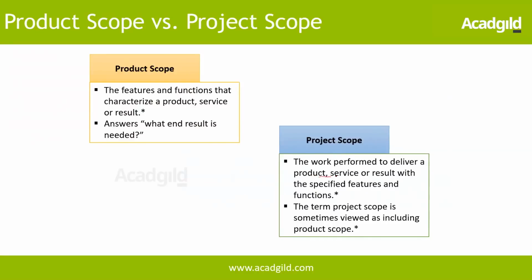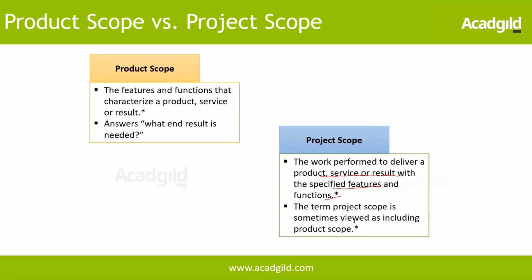So these are all the functionalities that are defined within the product. So these are the features that are available. Whereas a project scope is to deliver this product, this e-commerce website, what are the things that I'm going to do, all the processes, all the documentation that I'm going to create, that comes under the project scope. So the work performed to deliver a product, service or result with the specified features and functions.